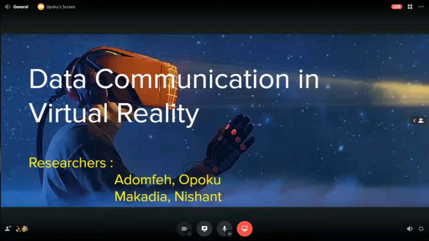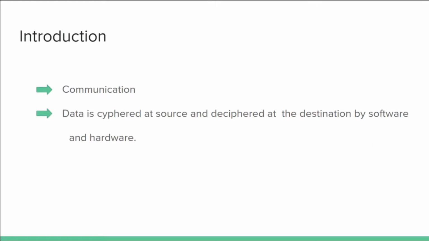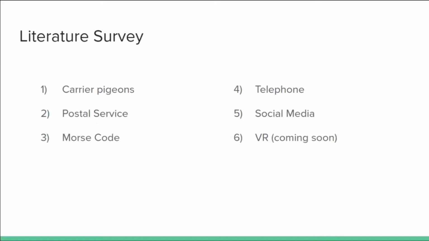So, data communication in virtual reality. Data communication is a process where one can create a communication system with the use of software and hardware. The hardware component is the most important one, as far as placing the lenses at the proper distance into stereoscopic 3D in order to almost trick your brain. Data is ciphered at the source and deciphered at the destination by the VR goggles when that process is complete.